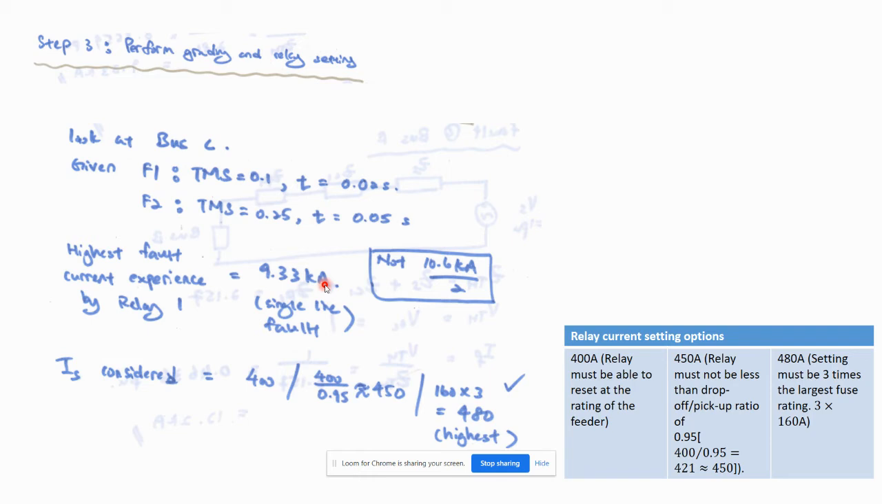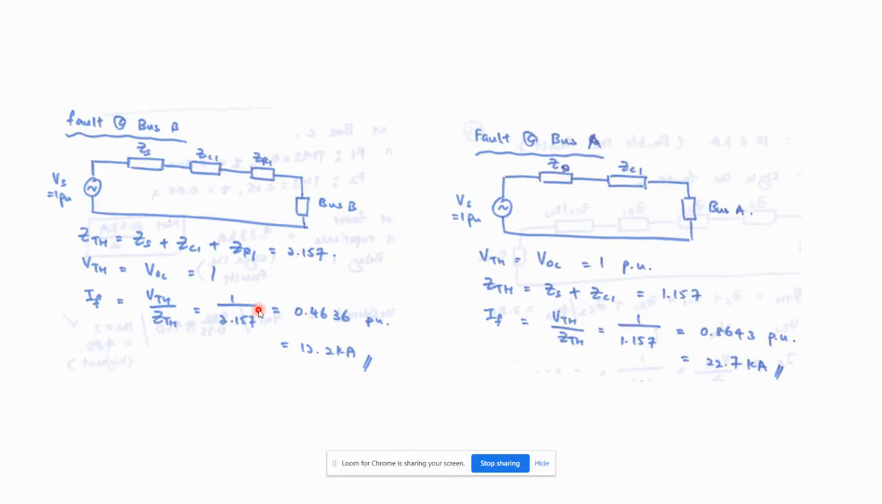So now you compare. When you have a double line available during a fault and a single line available only during a fault, in which of the conditions will the relay experience a higher fault current? It is the latter one, which is the condition when you have only one line available during the fault, which is 9.33 kA. Because 9.33 kA is larger than 5.3 kA, we use 9.33 kA in our setting of the relay. So we consider the highest fault current possible.